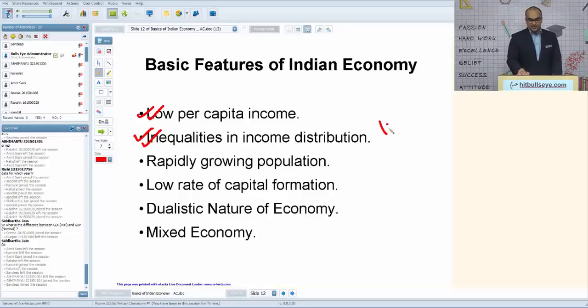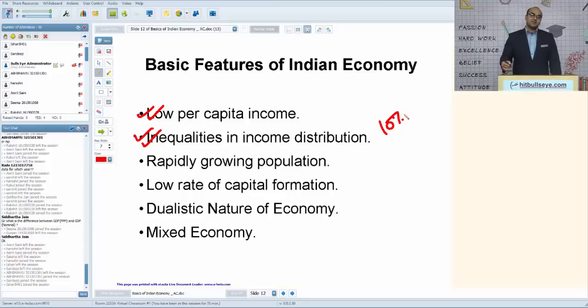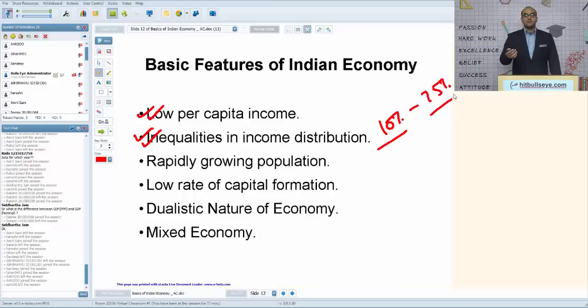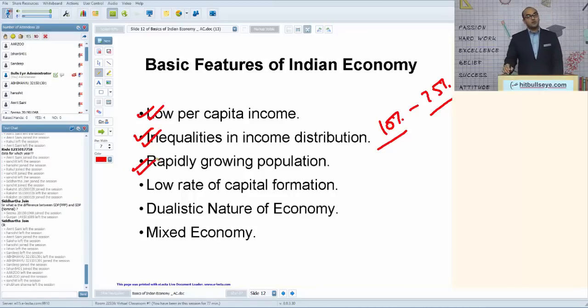The top 10% richest Indians own 75% of the economic resources. So there are huge imbalances in income distribution. So we have a rapidly growing population. As per figures for the 2001-11 census period, our population grew by almost 17%. So every year we added a population equivalent to the population of Australia.